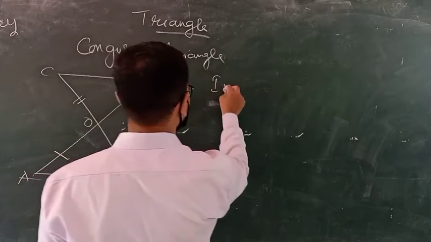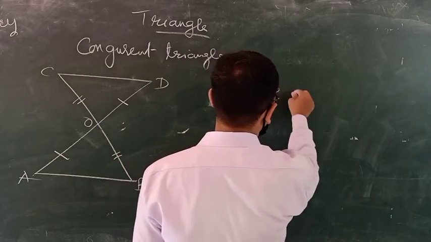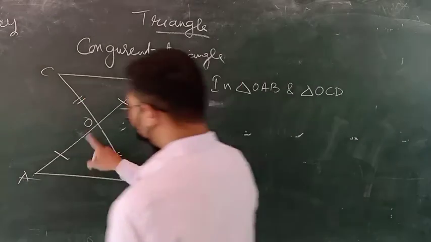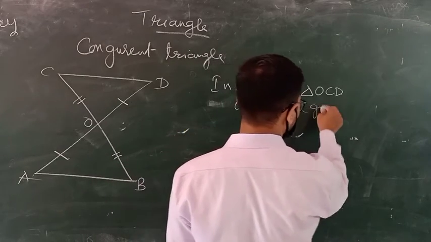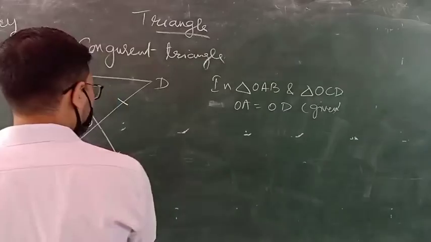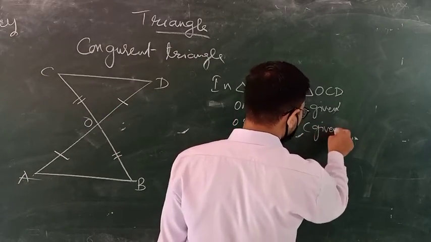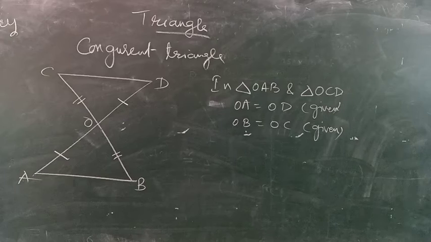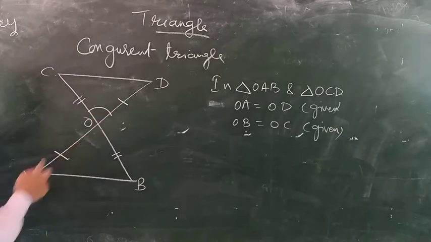In triangle OAB and in triangle OCD, you can write OA is equal to OD. This is given. Okay, and OB is equal to OC. This is also given. So here you have two sides. आपके पास दो sides तो आ गई बेटा. अब कैसे करके आप एंगल बताएंगे बेटा? Side angle side. Correct. So now you can write angle COD is equal to angle AOB.